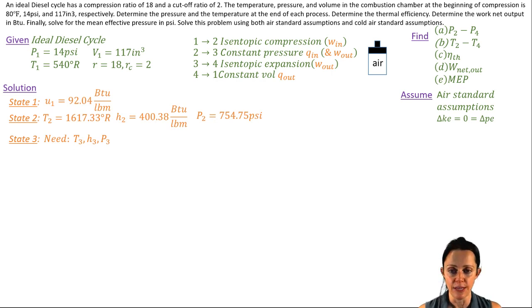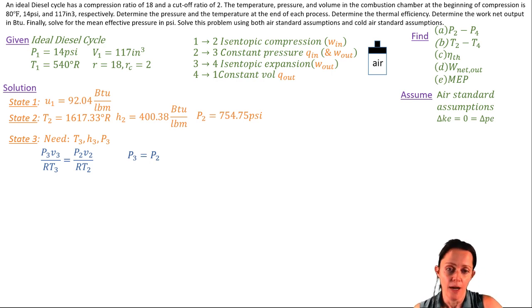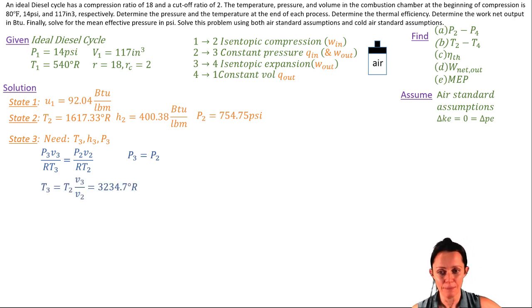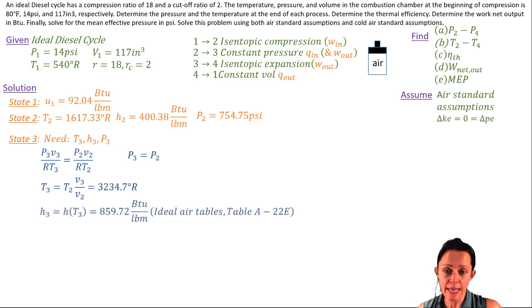Now I move on to state 3. So I need temperature, enthalpy, and pressure again. I cannot apply an isentropic relationship between 2 and 3 because it's not an isentropic process. However, my ideal gas law is always applicable. I note that P2 and P3, because it's a diesel cycle, are equal to one another. So I've got my pressure there. And then my ideal gas law simplifies and I can calculate my temperature. And then my enthalpy, I can just read off at that calculated T3 value in my tables, table A22E.